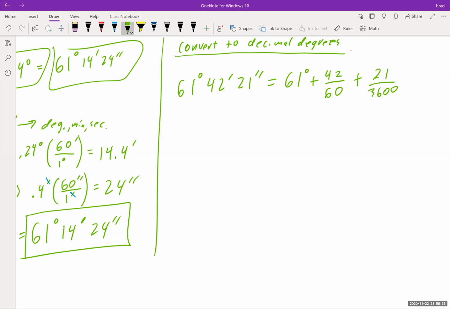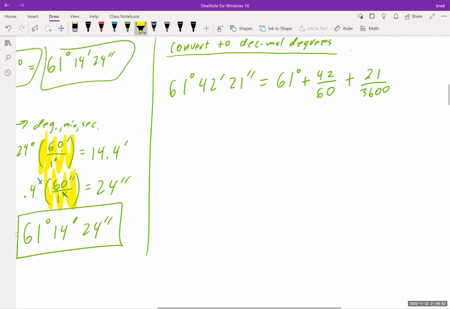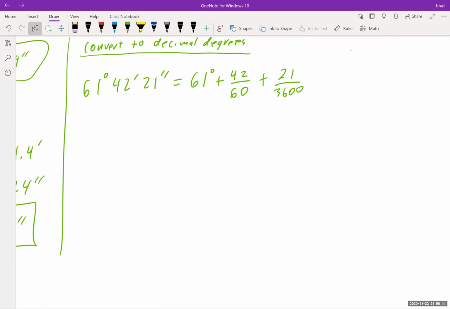Now, the reason is, since I already showed you this part right here, right? We're multiplying by 60 and then we're multiplying by 60 again. Well, that means when we go the other way, we have to divide by 60 for the minutes, and then we have to divide by 60 times 60, which is 3,600. Remember, 60 times 60 is 3,600. So that's where I got this from right here, okay? So let's just see what we get.